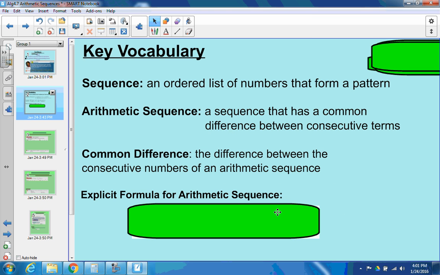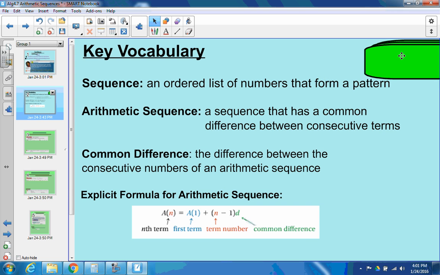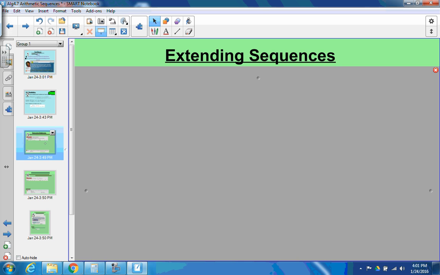All right, and the last one, explicit formula for arithmetic sequence. That's a formula we're going to use. So if we're doing an arithmetic sequence, we actually have a formula. And this is what it's going to look like. I don't need you to write it down right now because we're going to come back to it in just a sec. But we're going to go to that first part, extending sequences.